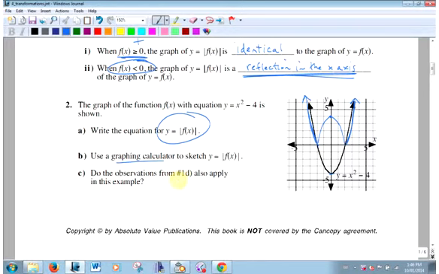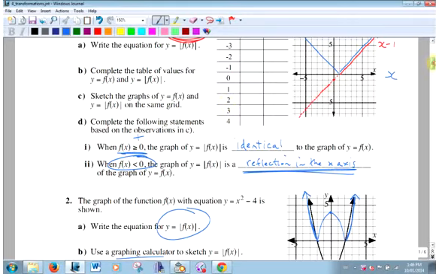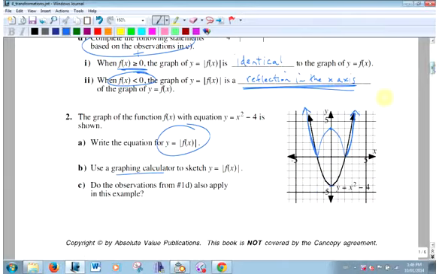Do the observations from 1D also apply in this example? Yes. That's exactly how we did this, right? Positives stay like they are, negatives get flipped up.